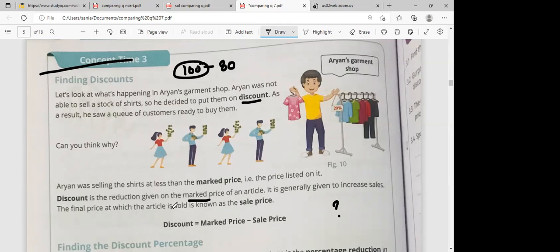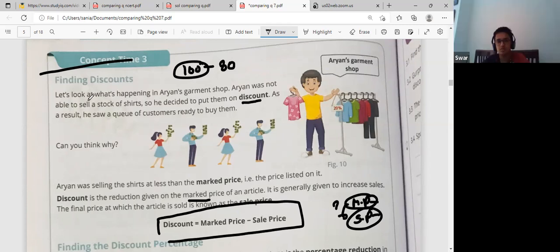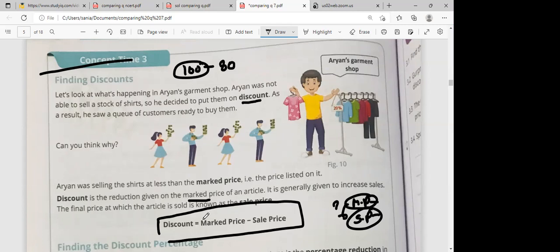Very, very important. Over here, you will be getting two terms. One is MP, which is your marked price, and the other is SP, which is your selling price, the sale price. So this is the original price, and after putting the discount, whatever price it is, is the sale price. So how do you get the discount? This is the formula for discount: marked price minus sale price.